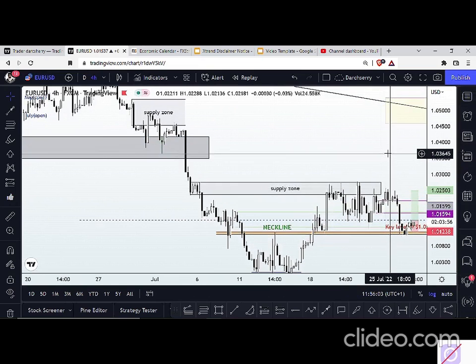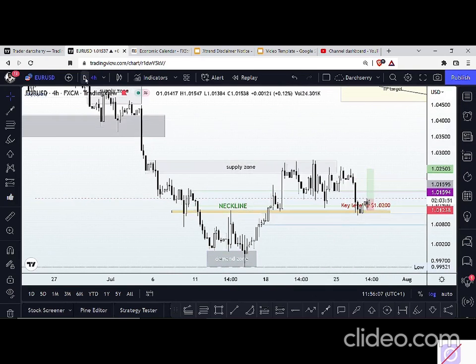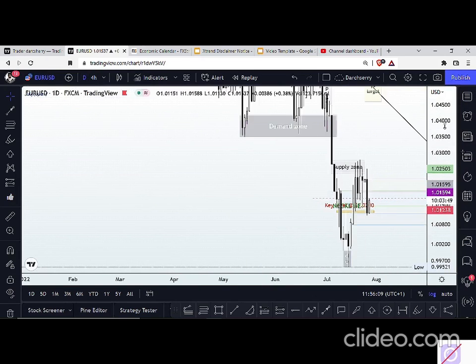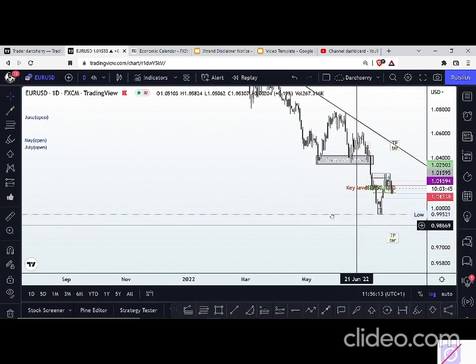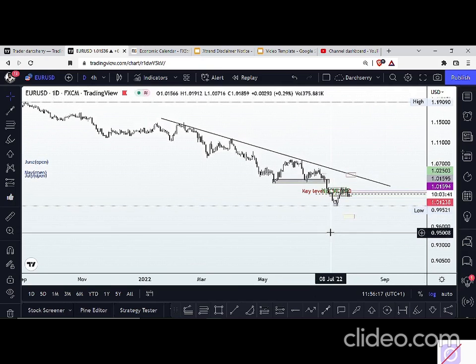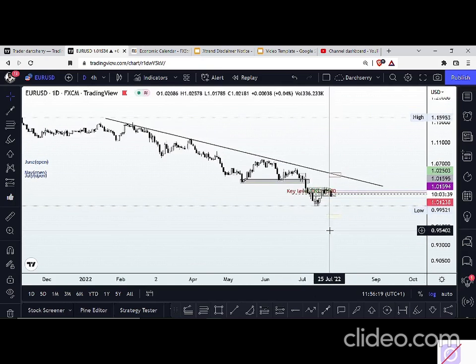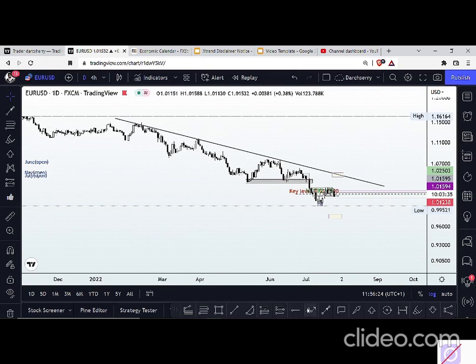Let's look at what's happening on the higher time frame. Let's see the structure we have here. Let's go to the daily time frame and see what's happening there first. On the daily time frame, it is very, very obvious that price action has been on a long-term bearish momentum drive, and price has been respecting that bearish trend line since the month of February.